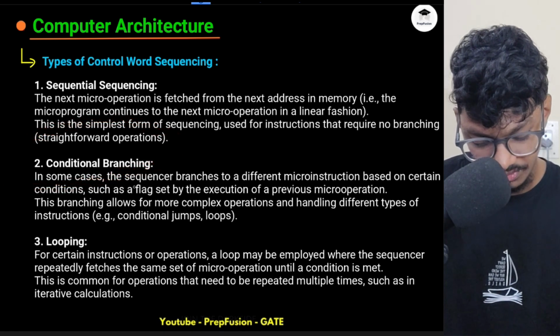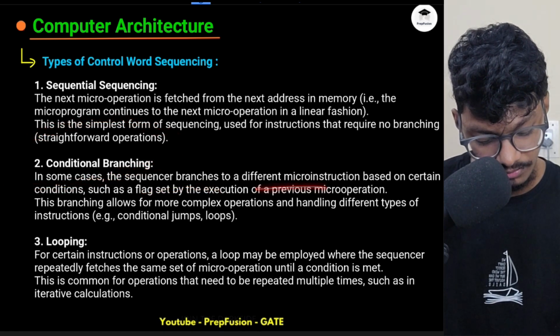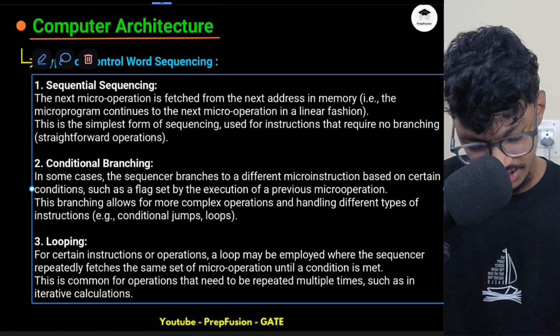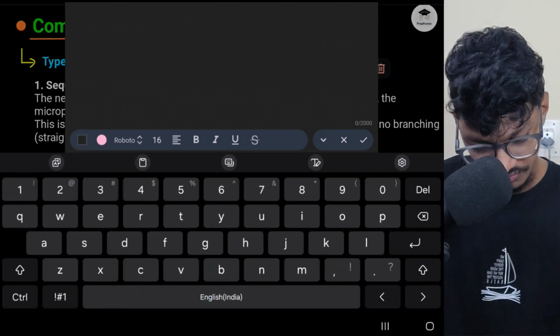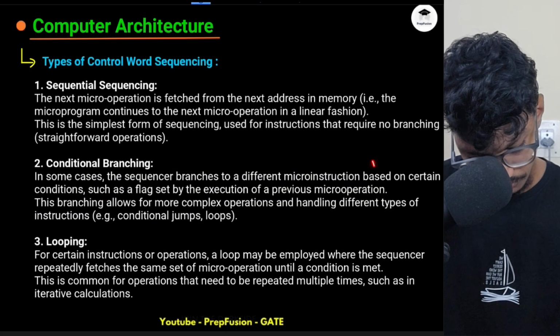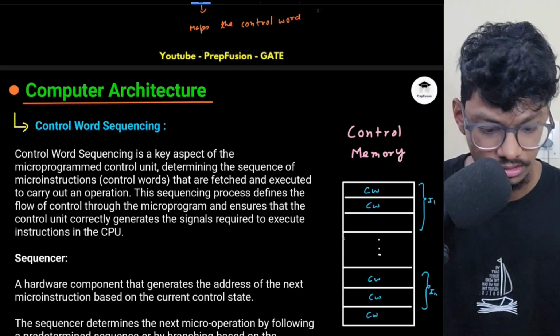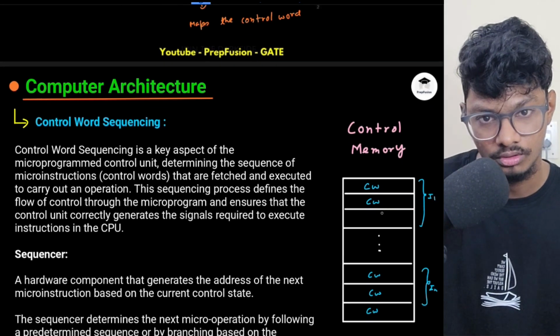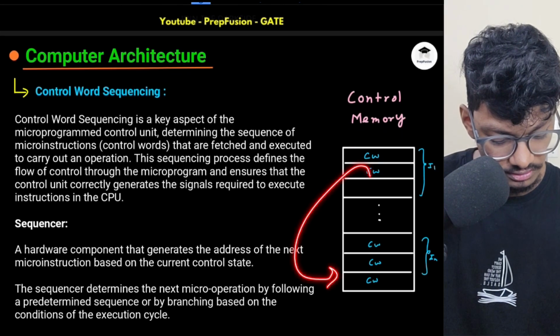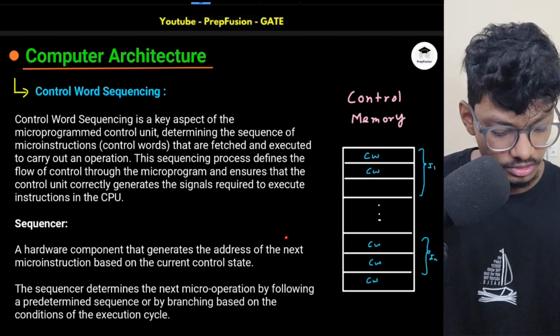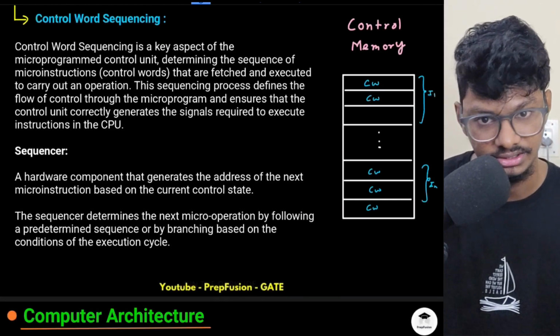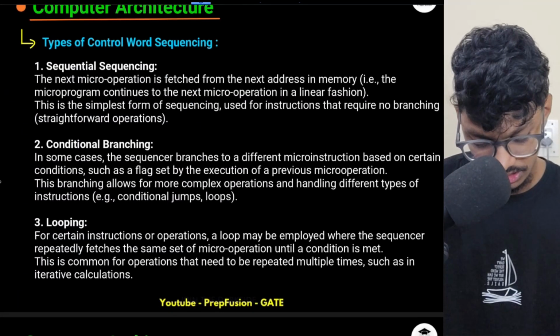Conditional branching. In some cases, the sequencer branches to a different micro instruction. Why? Because let's say I am in I1, and there is some condition that checks if the result is 0 or not. If it is 0, branch to instruction I3, okay? So it will go and branch to instruction I3. That is conditional branching.